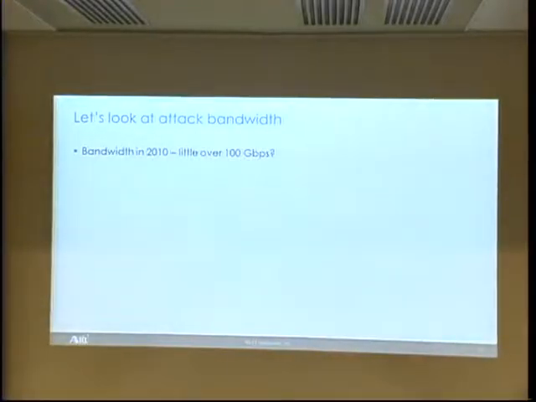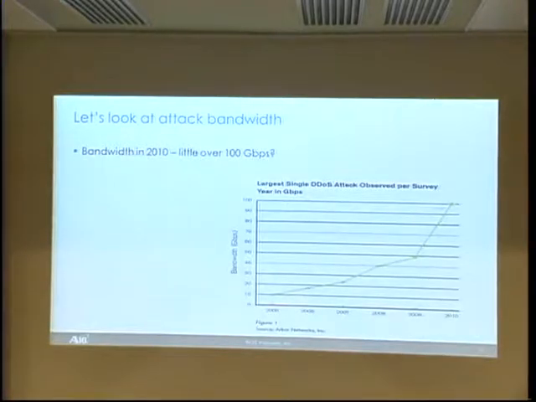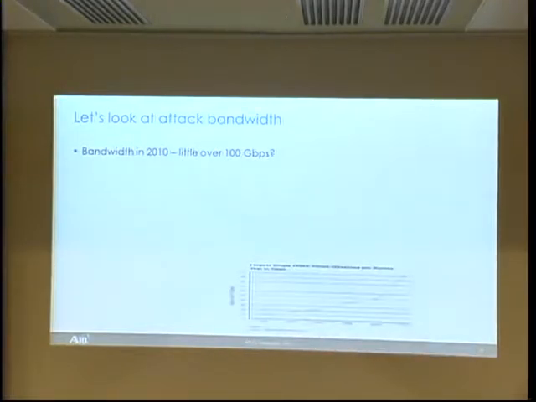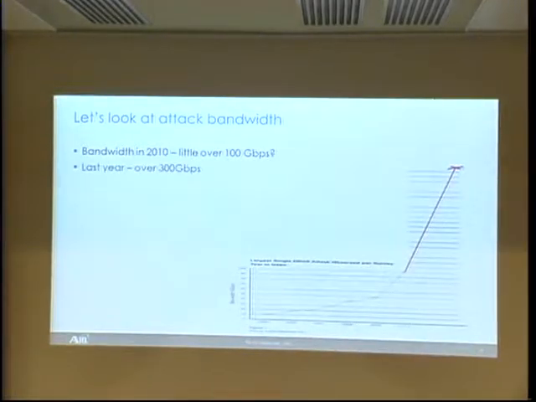So looking at attack bandwidth over the past years. In 2010, we had a little over 100G. It was a particular government site that was attacked at the time. Then in 2011, traffic went slightly higher and then went to 300. And then last year, sorry, I have a little mistake here on the slide. The year before last was 300. Last year was 400. And does that really matter?